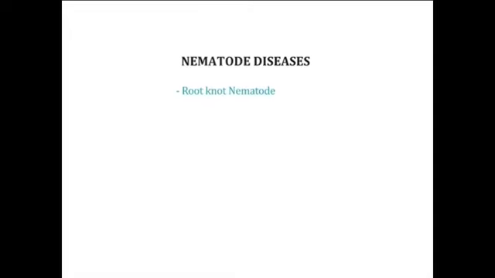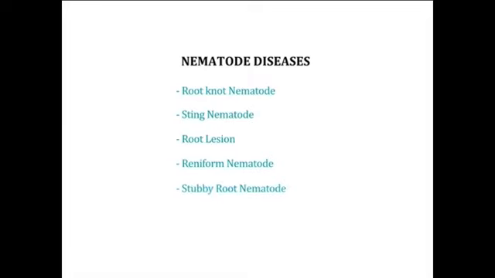Now coming to the nematode diseases. First one is the root knot nematode, then sting nematode, root lesion, reniform nematode, stubby root nematode and pin nematode. So these are the nematodes which are affecting the crop.